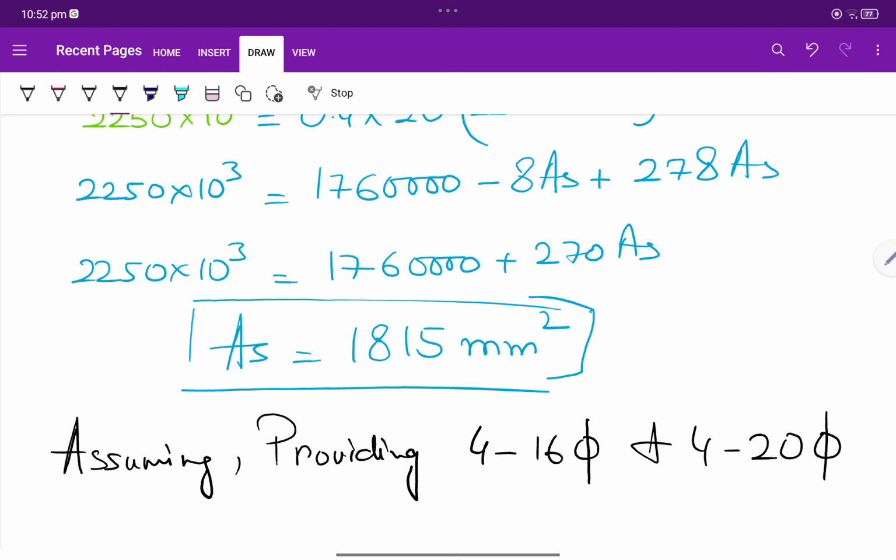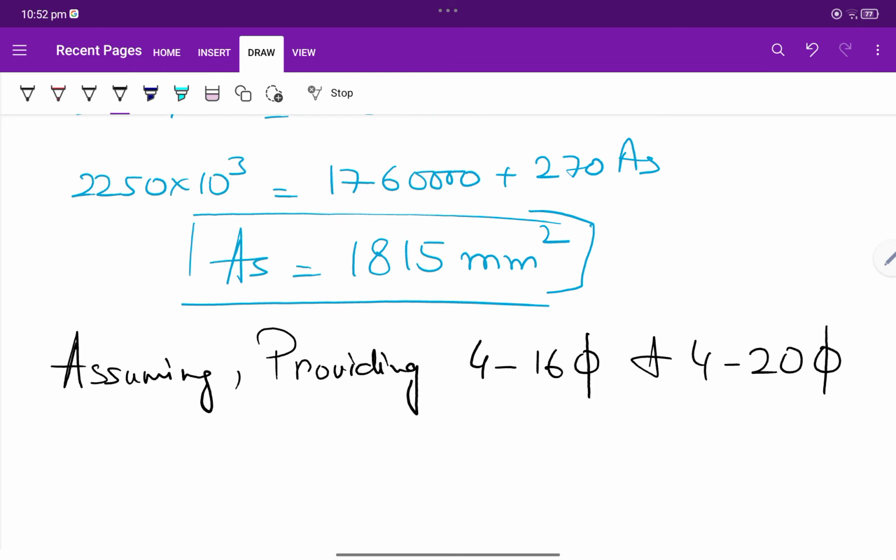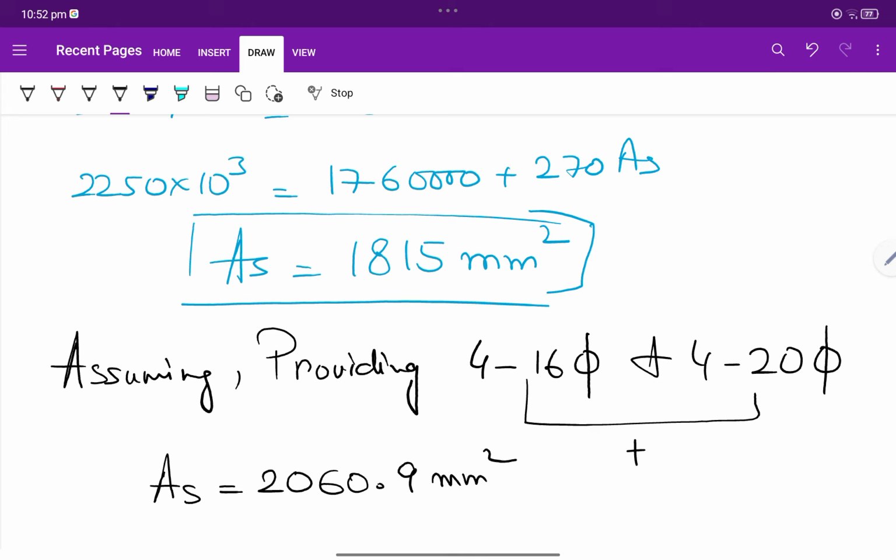Okay, if we calculate it, summing up, the area of steel will come to 2060.9 mm square. Okay, so this is AS provided, and this is the AS required.